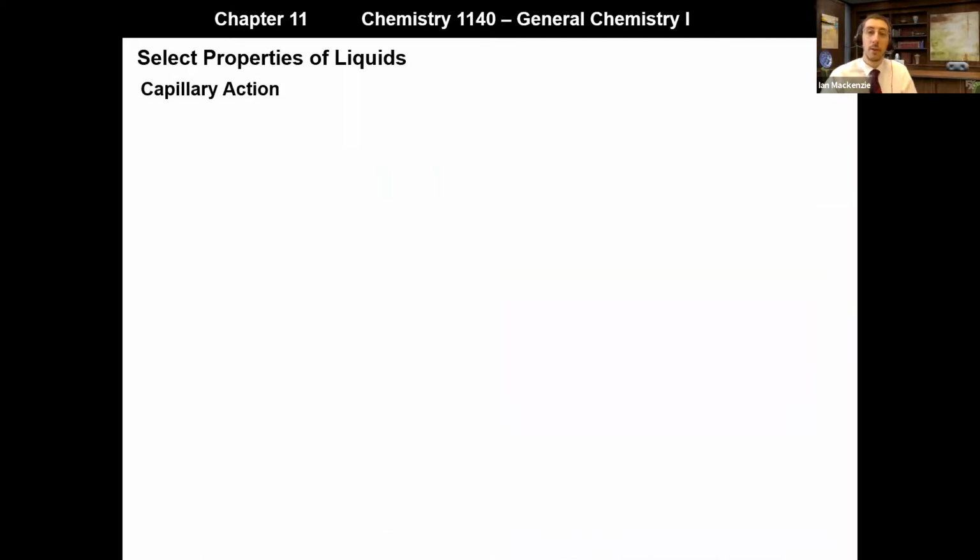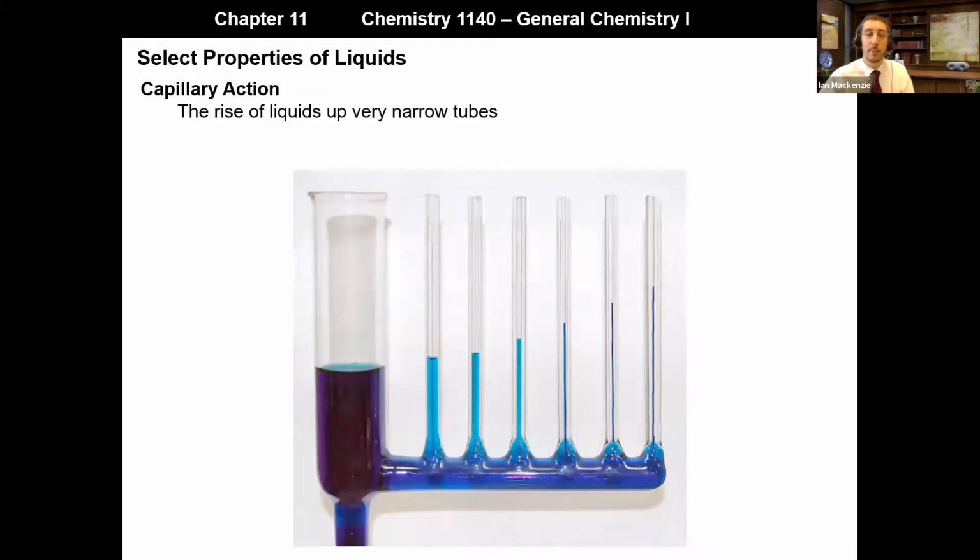Now, one other select property we should mention is capillary action. So capillary action is simply the rise of liquids up very narrow tubes. And it's illustrated nicely with this example here. If we have a large test tube shown here, you see the bend in the meniscus, and that is due to forces, which we'll talk about in a moment. But there's not much rise, but as the tube size gets narrower and narrower, you see that the liquid rises higher and higher in that tube.